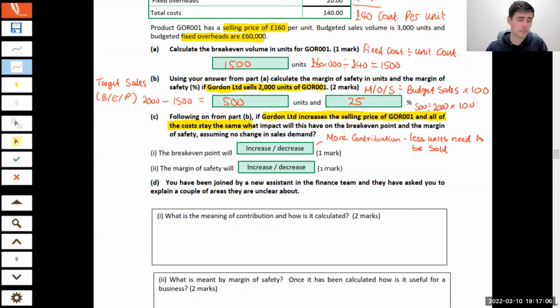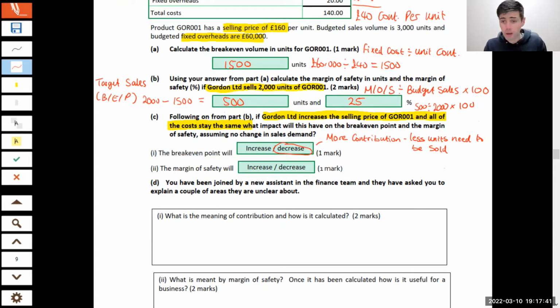A really prime example of that is just really obvious. If I had a fixed cost of £10 and my contribution was £1 per unit, I need to sell 10 units, don't I? My break-even point is 10 units. If my selling price goes up and my contribution is now £2 per unit, I only need to sell 5. The higher my contribution is, the less I need to sell to hit my break-even point, aka the quicker I will cover that fixed cost. So my break-even point is going to decrease.